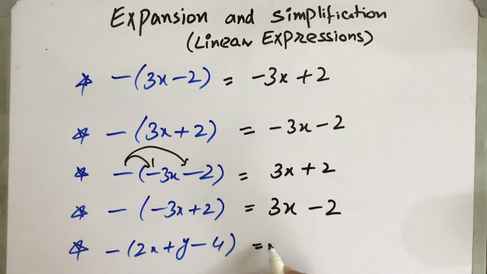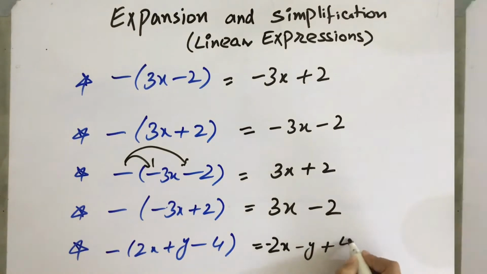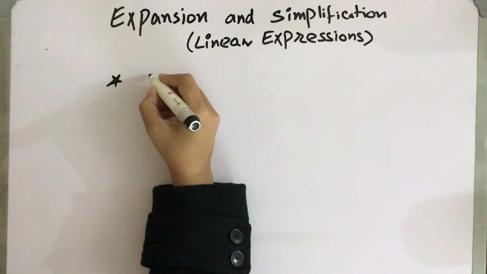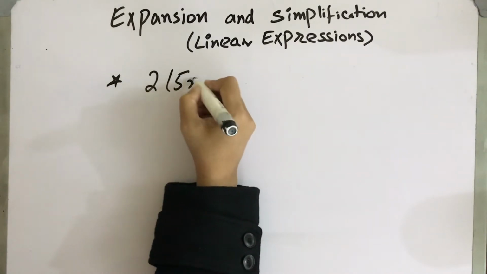2x is negative now. It was positive. Y was positive, now negative. 4 was negative, will be positive. Same case: as we can multiply with a negative sign, we can also multiply with an integer or rational number.